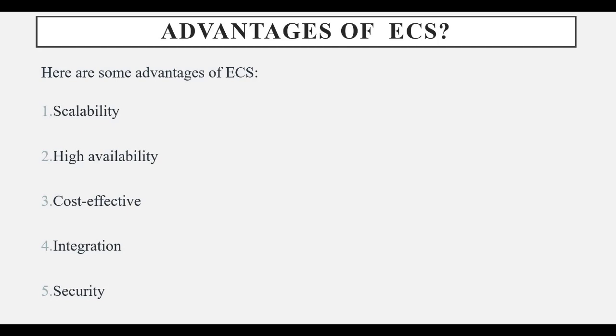The next is integration. ECS integrates with other AWS services such as Amazon ECR, AWS Fargate, Amazon CloudWatch, and AWS IAM. In the previous video we learned about ECR, how it works, and the features and advantages. So the next is security. ECS provides a secure environment to run your applications with features such as IAM roles for tasks, VPC isolation, and encryption at rest. So let's move to the next slide.